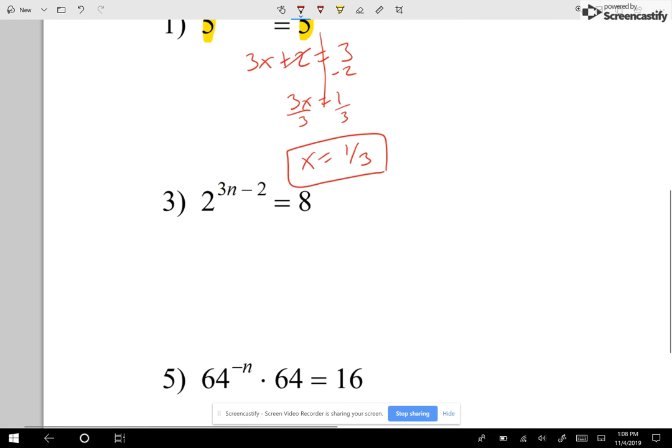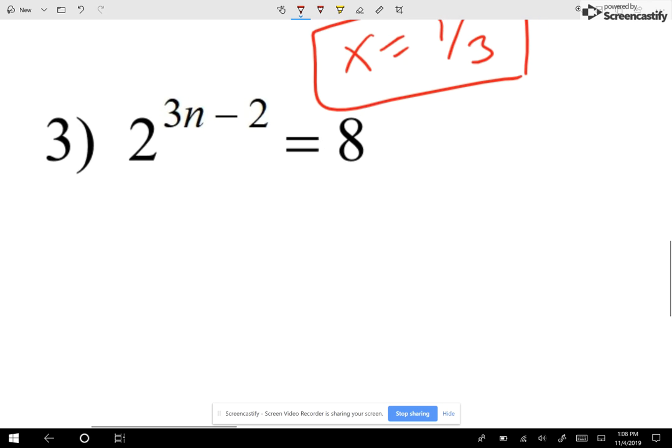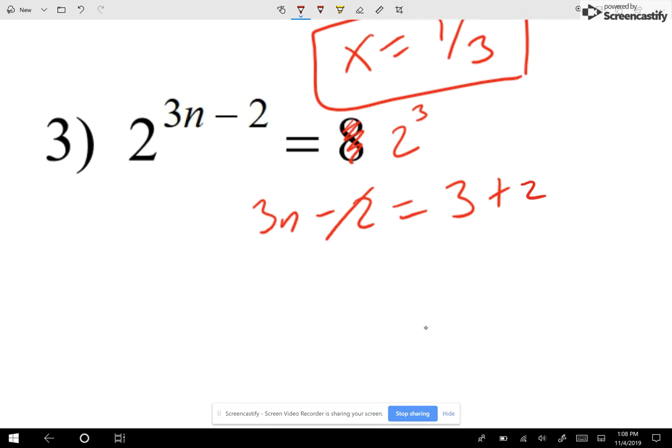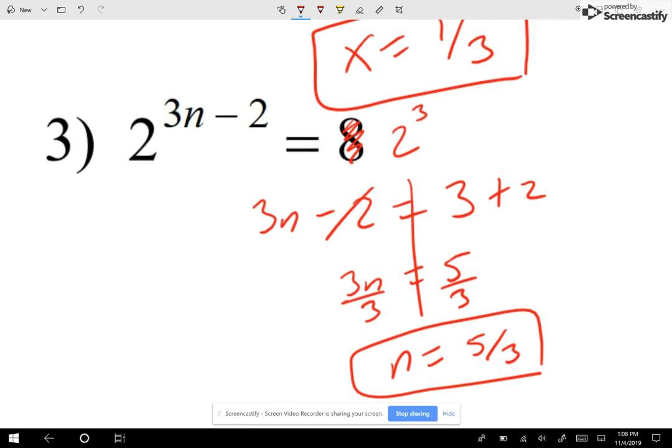Let's take a look at question number 3. 8, I'm going to rewrite 8 as 2 to the 3rd because I need to have them as the same base. Now that I have the same base, I'm going to let the exponents equal each other. 3n minus 2 is equal to 3. And minus 2, let me move it to the right side as a plus 2. So I have 3n is equal to 5. Let me divide both sides by 3. N in this case is 5/3.